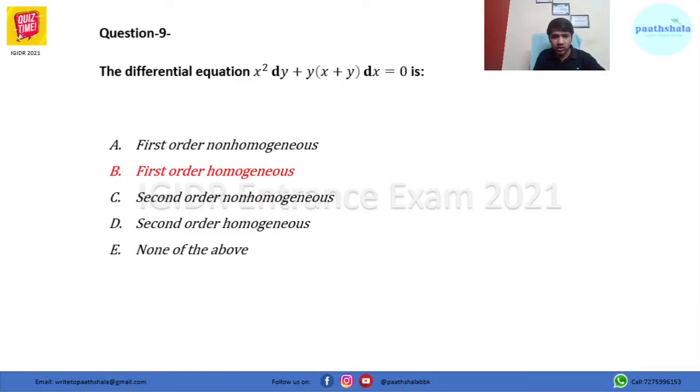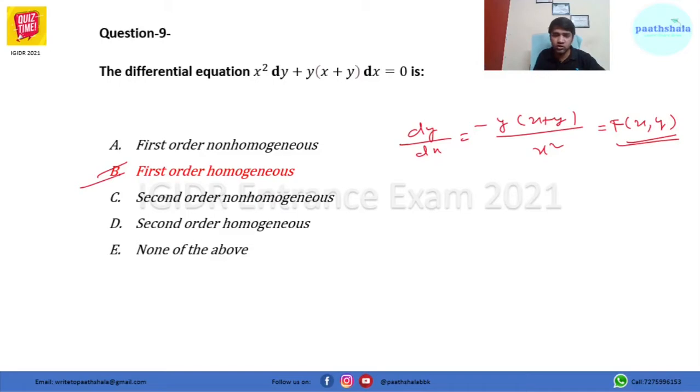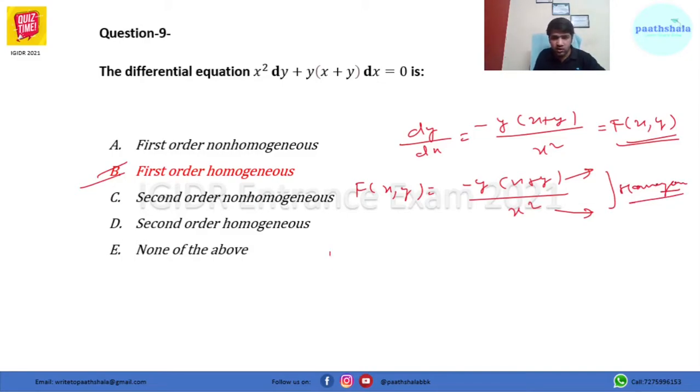I've already mentioned in my lecture that they'll ask you to assess the nature of the differential equation. So if we find the dy by dx here, we'll have minus y(x plus y) upon x^2. So let's say this is f(x, y). In order to find whether this equation is homogeneous or not, we have to check whether this function is homogeneous or not. So this f(x, y) is minus y(x plus y) upon x^2. To assess the nature, you need to separately check whether these two functions are homogeneous or not. These have to be homogeneous. Now alternatively you can check the whole function as homogeneous.